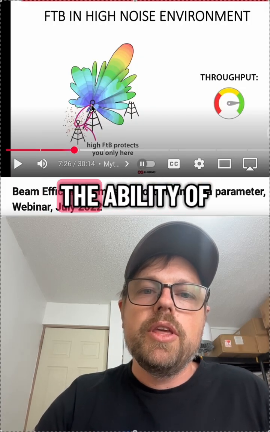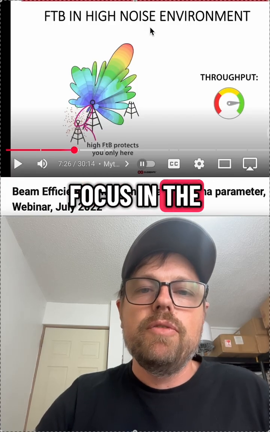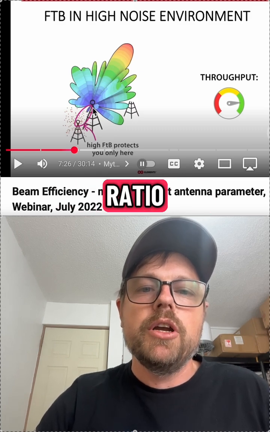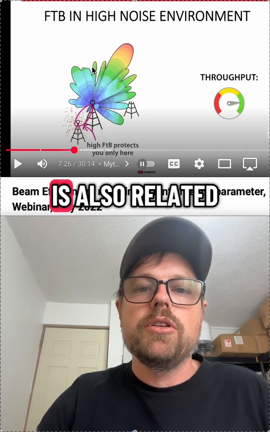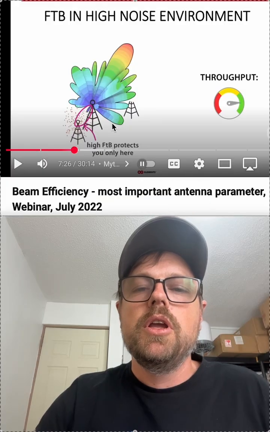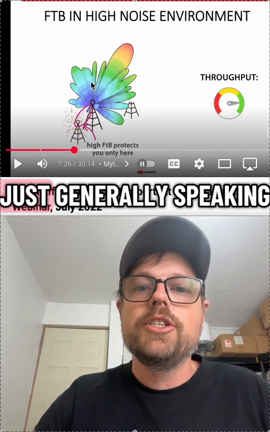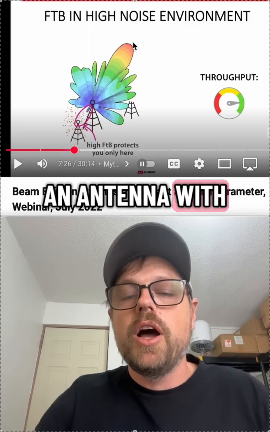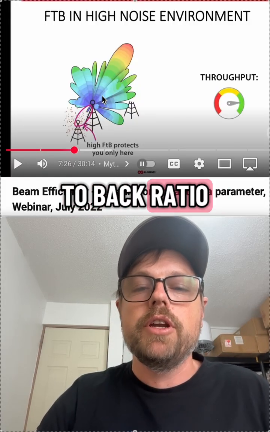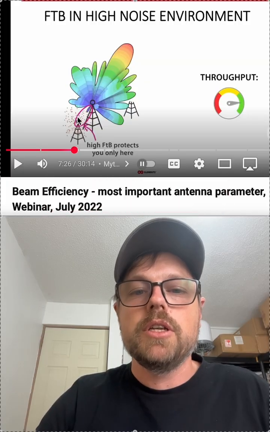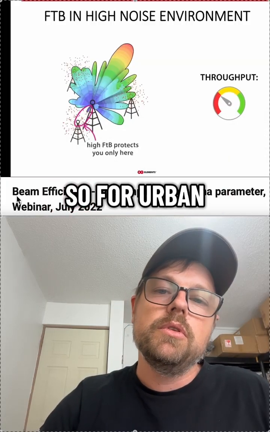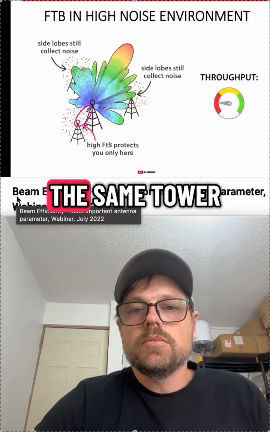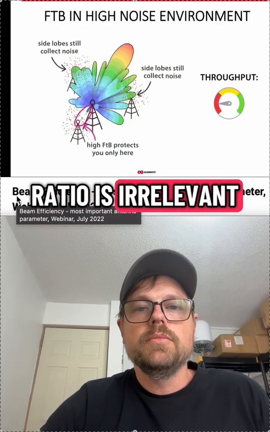So the ability of the antenna to focus in the forward direction is related to also the front to back ratio. And the front to back ratio is also related to side lobes. Although not necessarily, just generally speaking, yes. So generally speaking, an antenna with a high front to back ratio, a good front to back ratio, is also going to have suppressed side lobes. So for urban and suburban areas with other wireless links in the neighborhood or even on the same tower, front to back ratio is irrelevant.